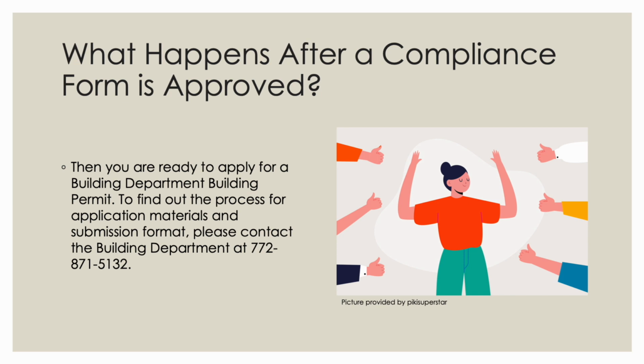Their number is 772-871-5132. It's always a good idea to contact them to find out how they want you to submit that permit application. But one thing is for sure, you will need to download that compliance form from our online portal called Fusion to submit along with your permit application to the building department.